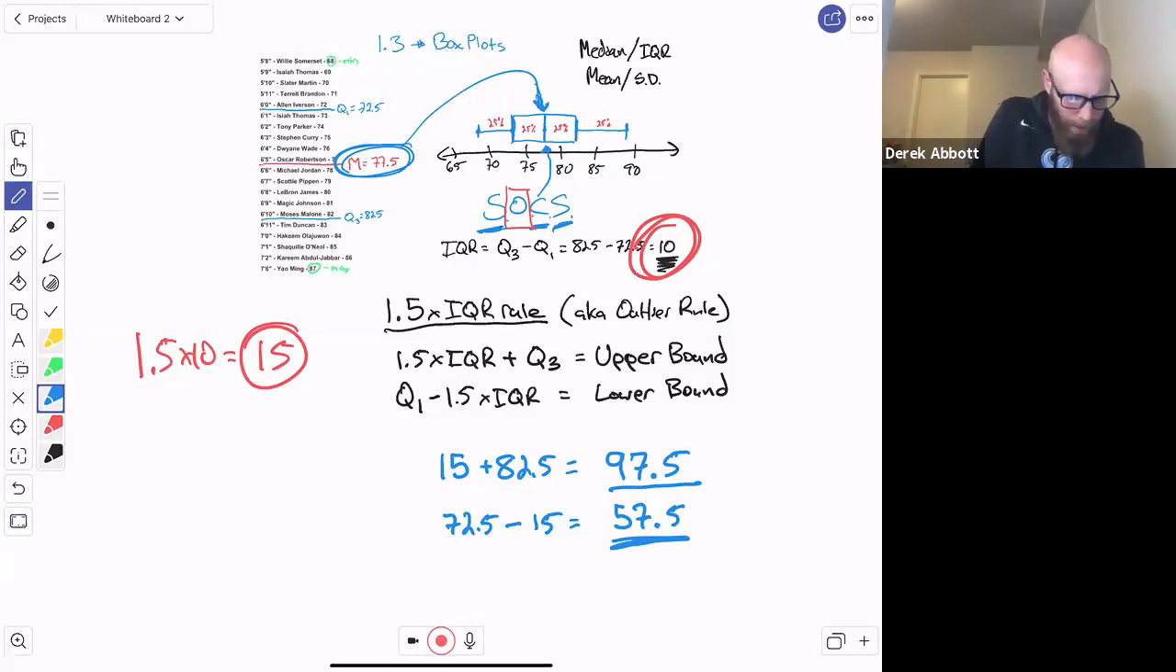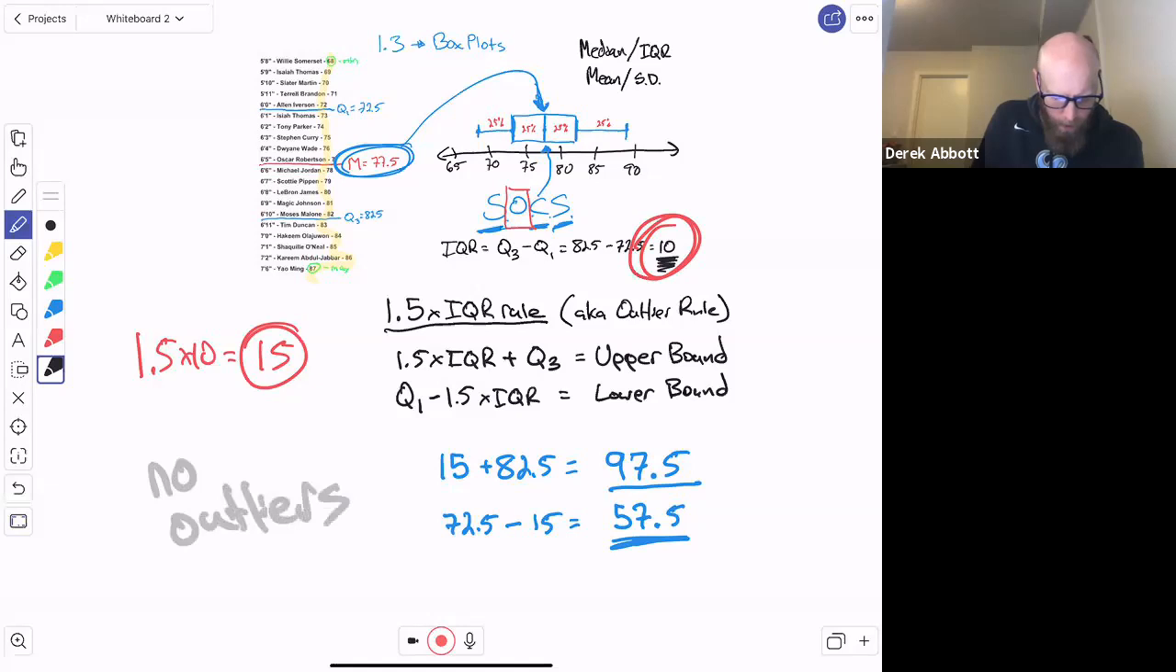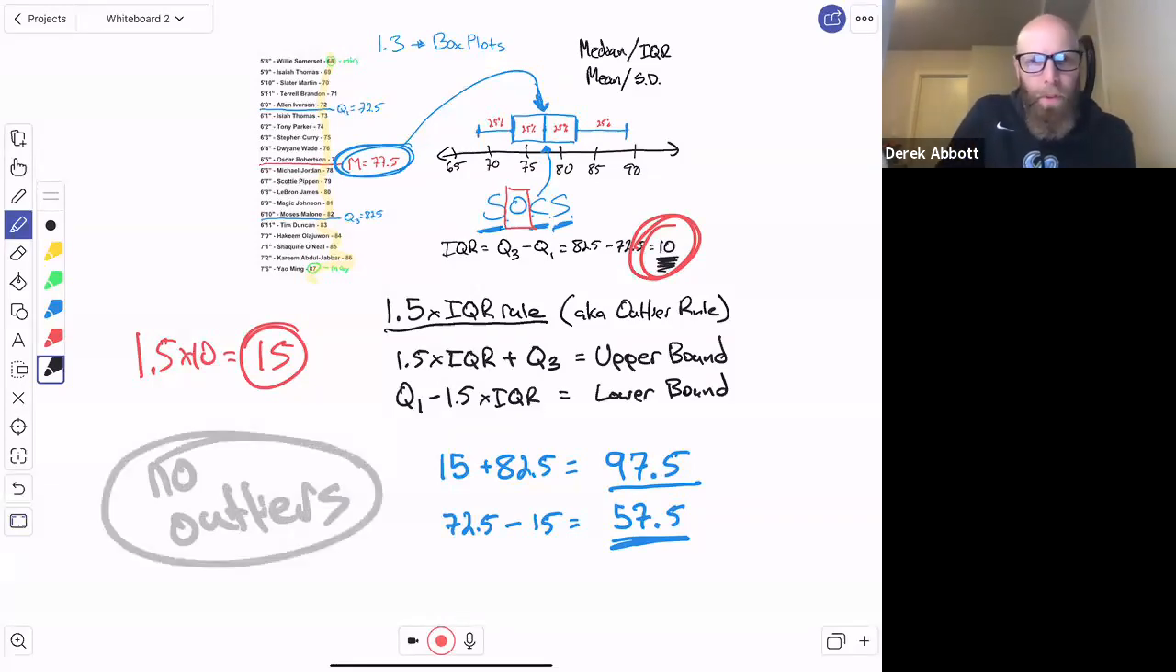Then what we do is look at all this data set here. Are any values lower than 57.5? If they are, they're outliers. Are any of the values greater than 97.5? If they are, they are outliers. In this set, no outliers. So that's box plots. Can I build it? Can I read it? And then at the end of the day, can I do shape, outlier, center, spread? This is the calculation for outliers, the 1.5 times IQR rule.